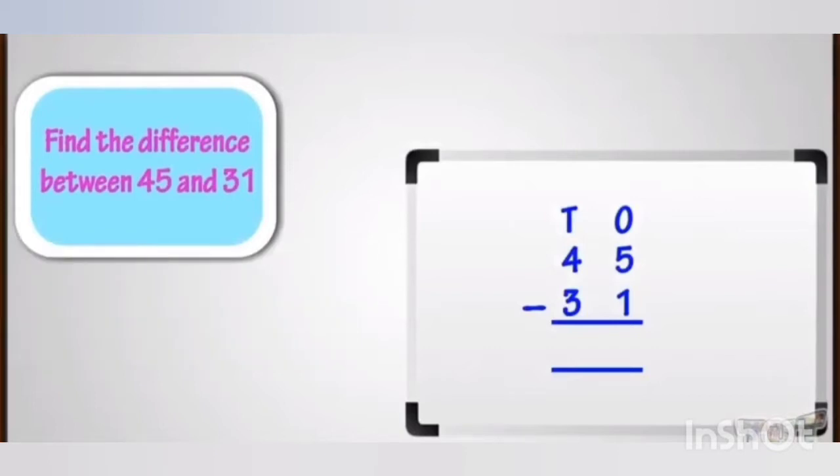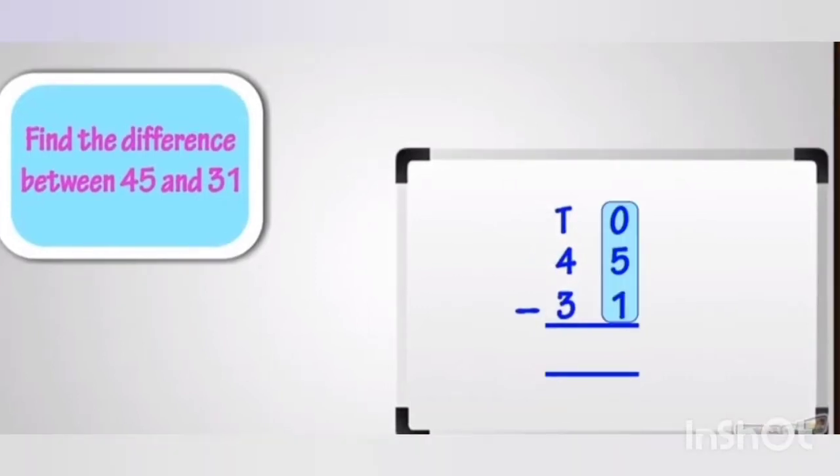First, the numbers will be put in their place value. That is, 45's 5 will be in 1's place and 4 will be in 10's place. Then the subtrahend is 31. 31's 1 will be in 1's place and 3 will be in 10's place. Now as you all know, we have to start from the right. So first we will subtract the numbers that are in 1's place.